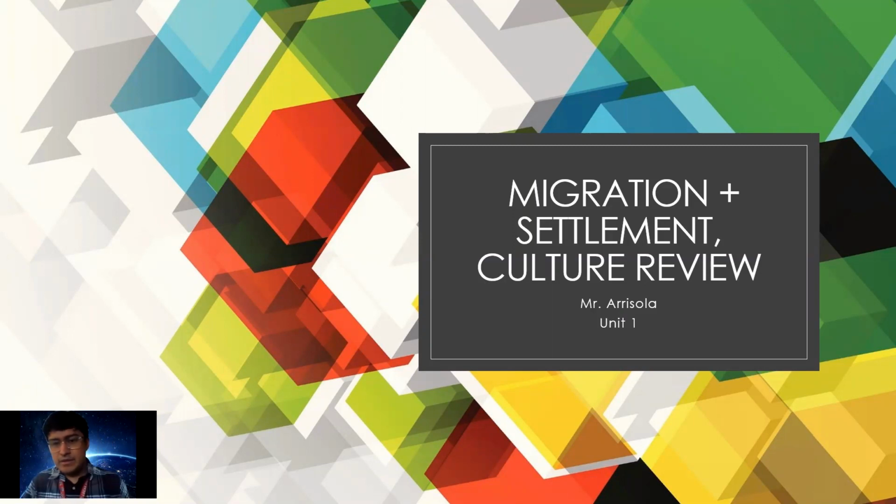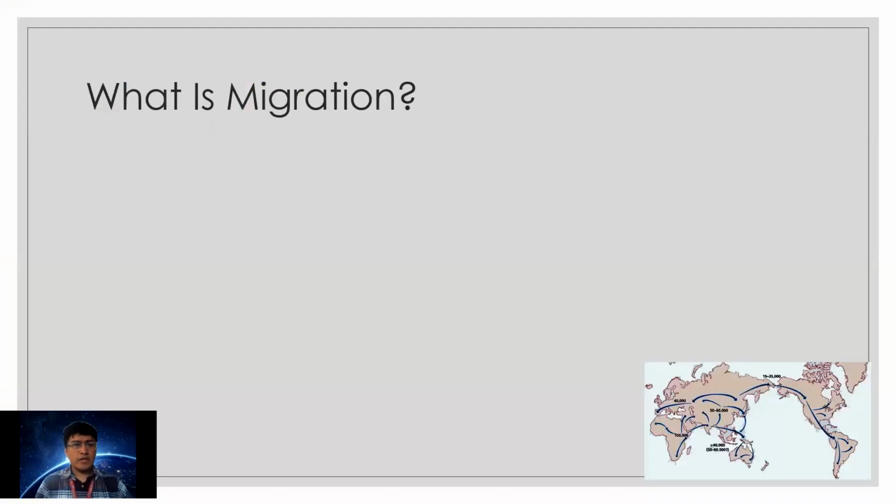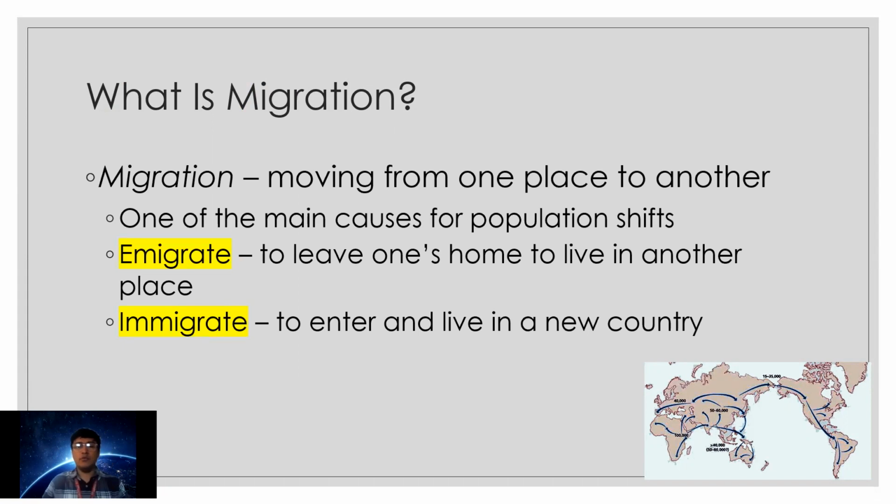Okay. All right. So getting started. First off, what is migration exactly? You can even pause the video here for a brief second, think about it, and then answer. So migration, again, is moving from one place to another. This usually refers to people and even animals. Animals migrate and people migrate as well.